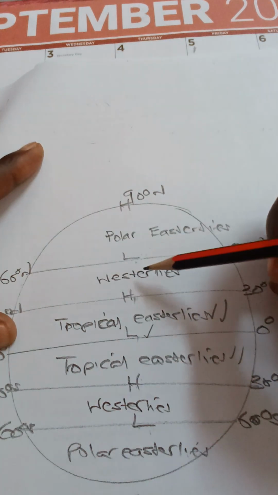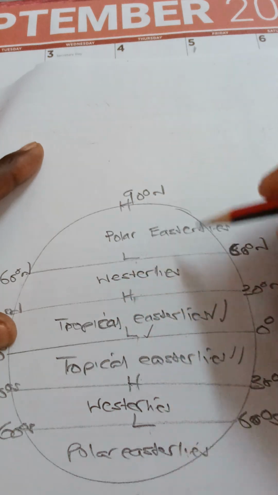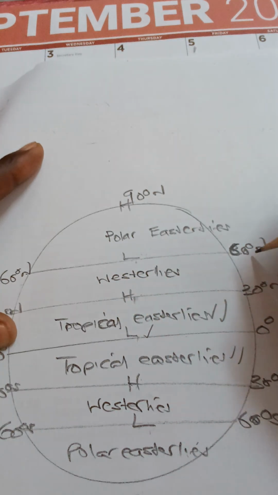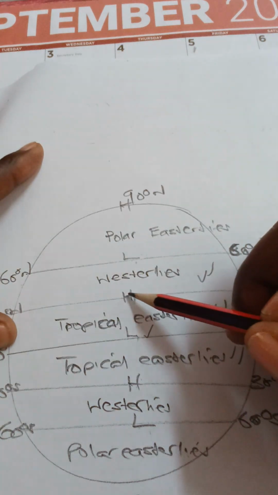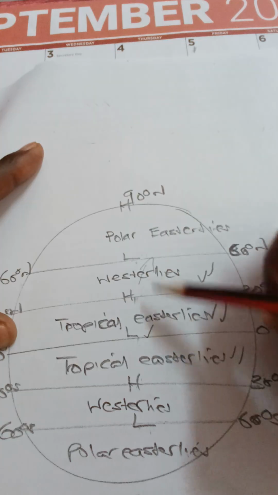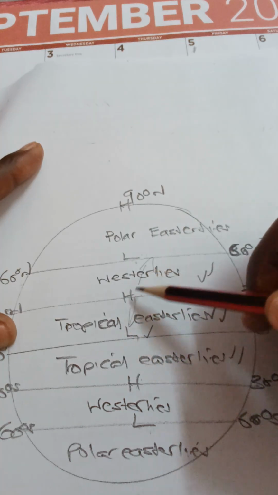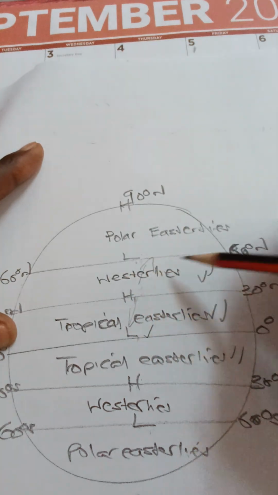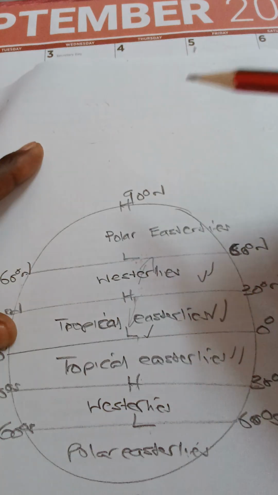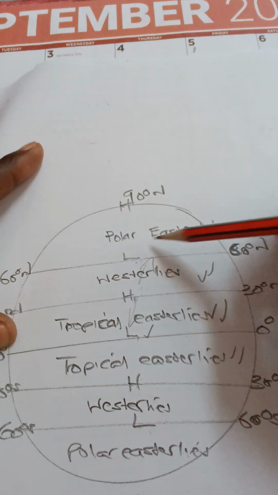Where do you have your tropical westerlies? Of course, your westerlies, you have got them between 30 degrees north and south of the equator. This is where you've got your westerlies, because your high pressure is moving from here towards the low pressure, and from here towards the low pressure as well. So this is where you've got your westerlies between 30 degrees north and south of the equator. Then you also have your polar easterlies.